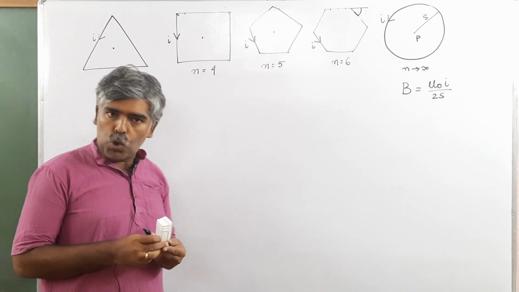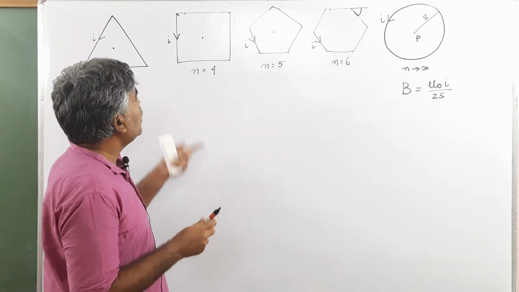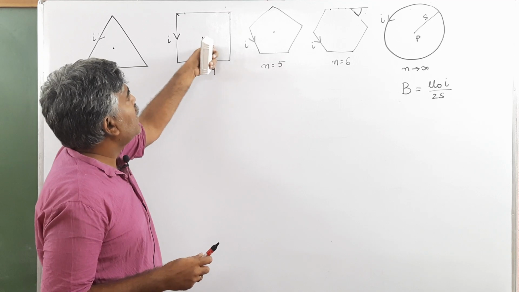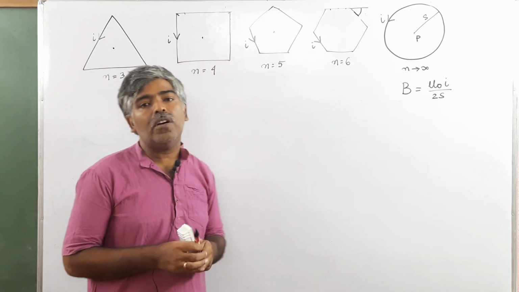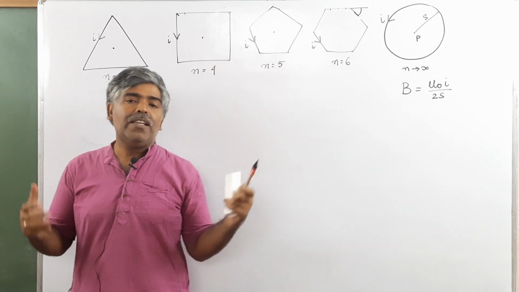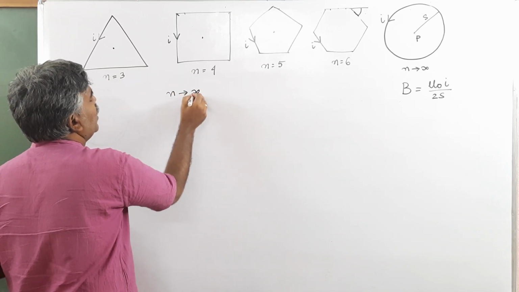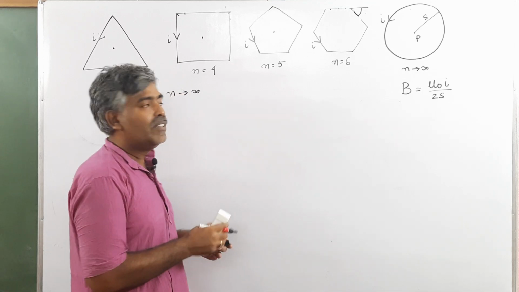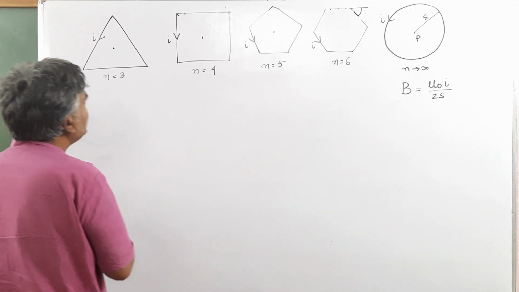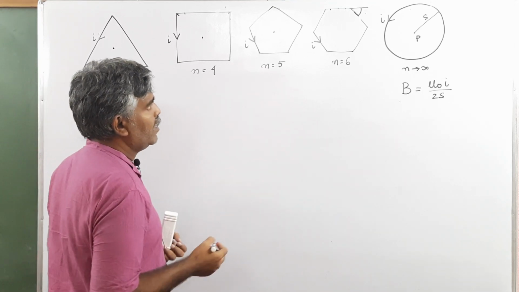Now what I want to show is, I want to find the magnetic field at the center of a polygon which has n sides, and then what I will do is make this n tend to infinity, and I will show that that will match this. It's very interesting. Let's see how to find it.